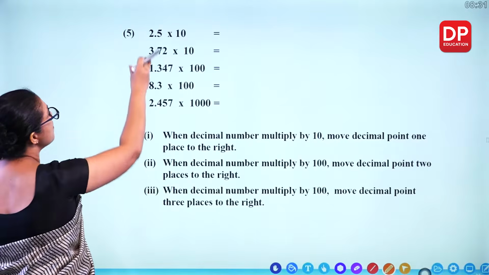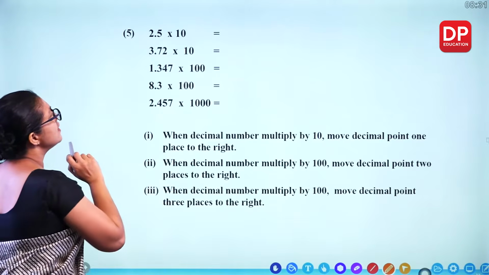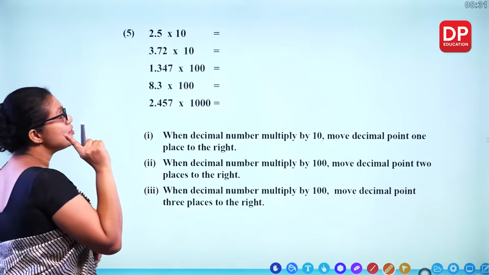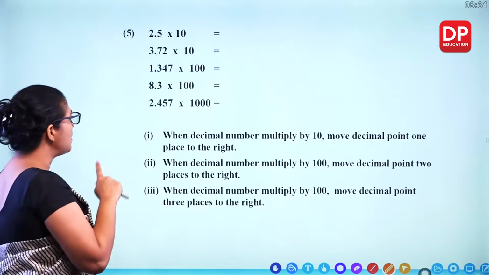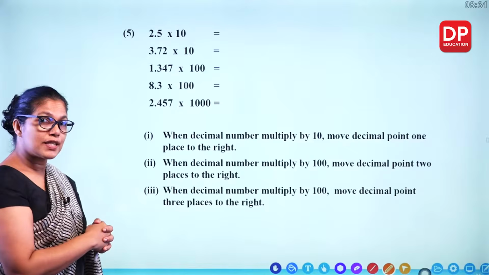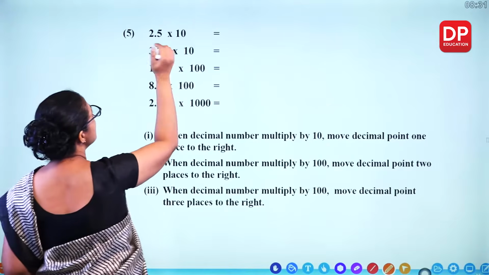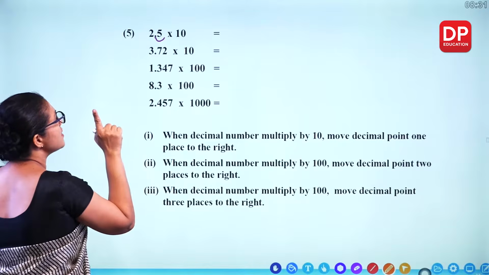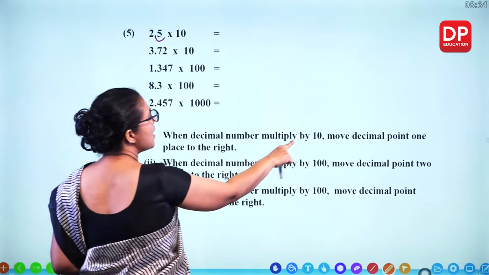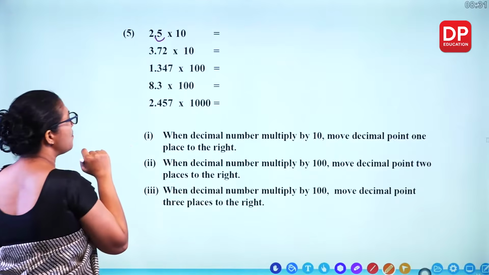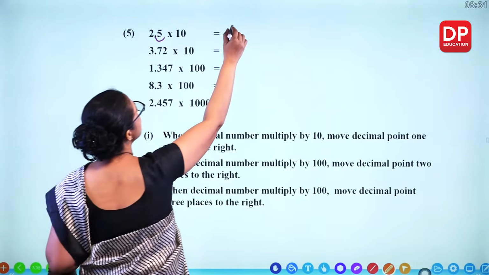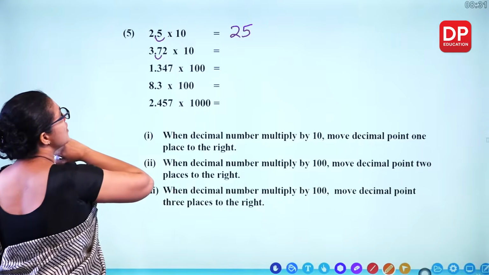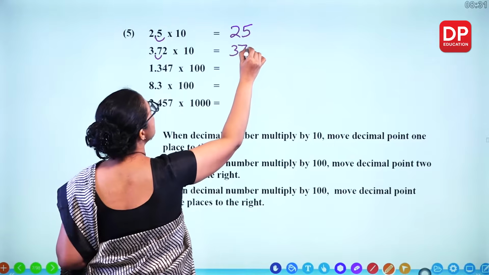Now what you do? Multiply decimal numbers with 10, 100, 1000. So what can you see? When you divide by 10, one decimal place moves to the left. Now here what happens? One decimal place moves to the right. So when a decimal number is multiplied by 10, move the decimal point one place to the right. So what's the answer? You get 25. 10 means one place to the right. 37.2.